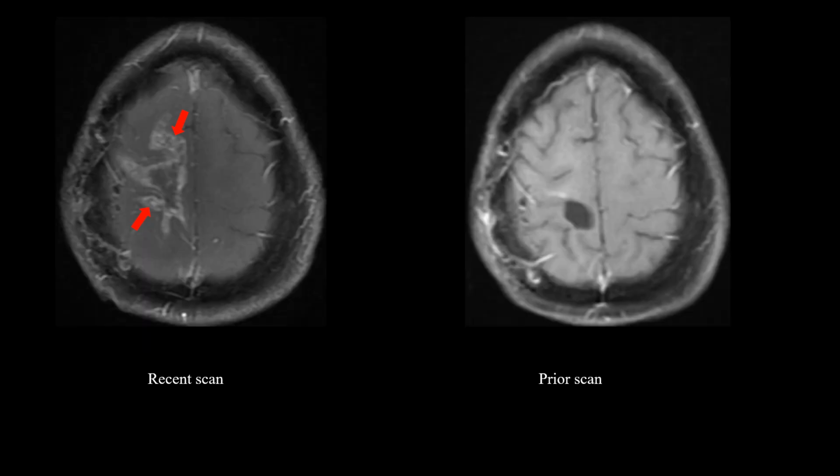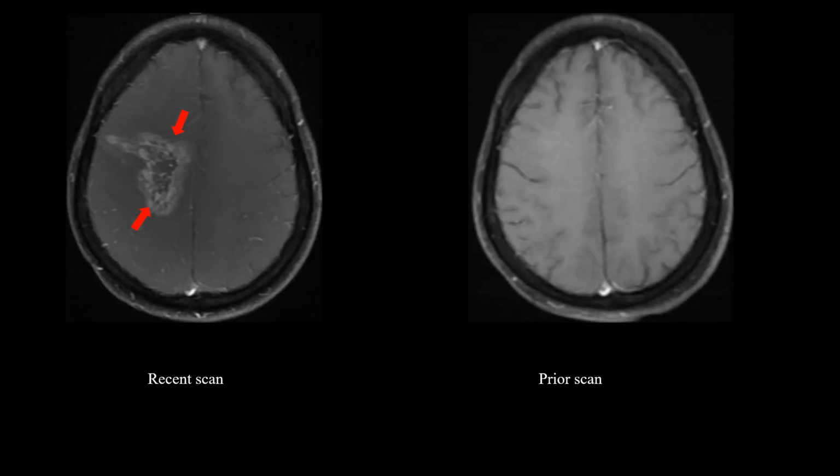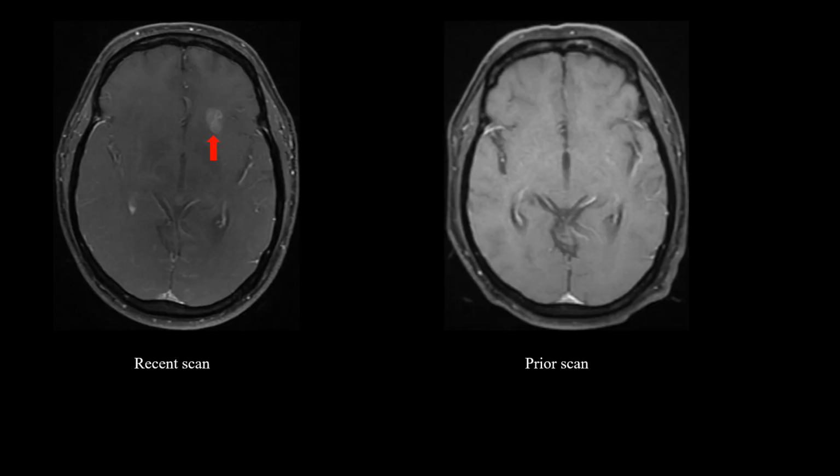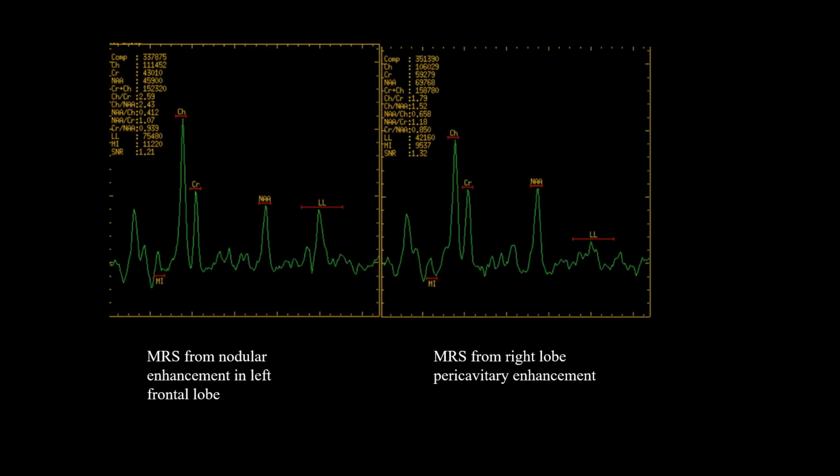The post-contrast scan shows new onset feather-like pattern of enhancement in the pericavitary region. This is more pronounced on this image. Now, the feather-like pattern of enhancement is very specific for radiation necrosis. But we also see a new onset enhancing nodule in the left inferior frontal lobe as shown by the red arrow. The spectroscopy was done and nodular enhancement in left frontal lobe showed a choline by creatinine ratio of 2.59 and the right lobe pericavitary enhancement showed a choline by creatinine ratio of 1.79.